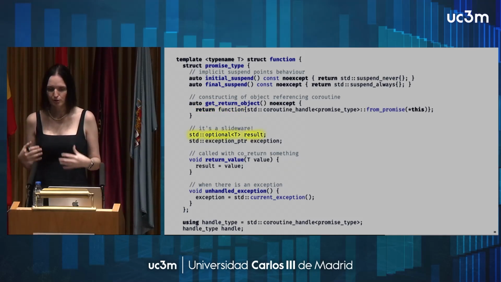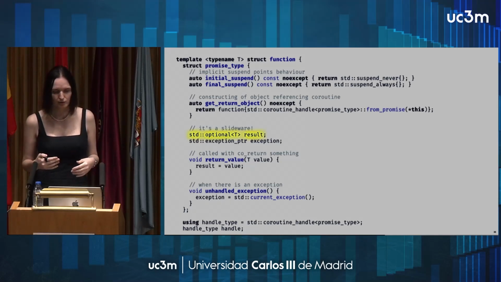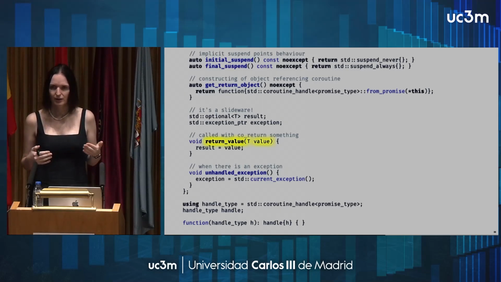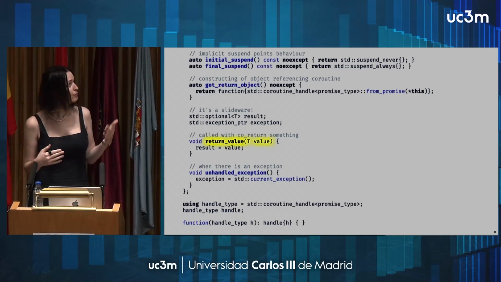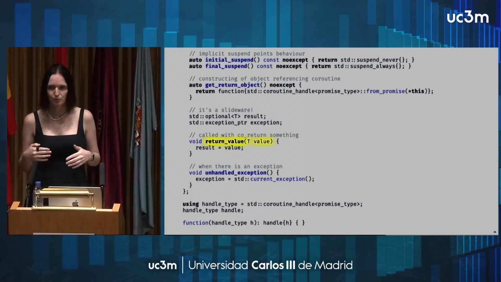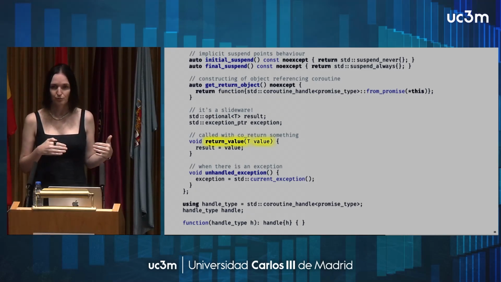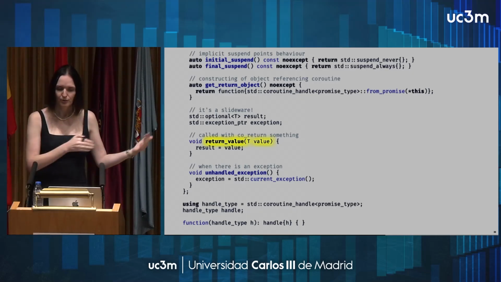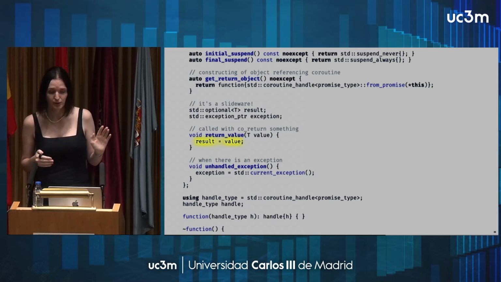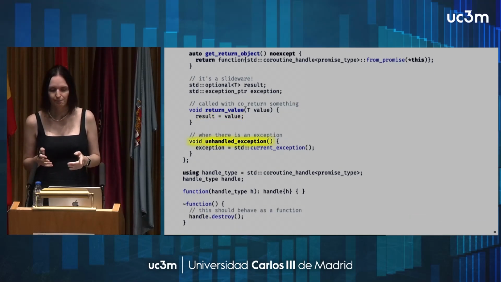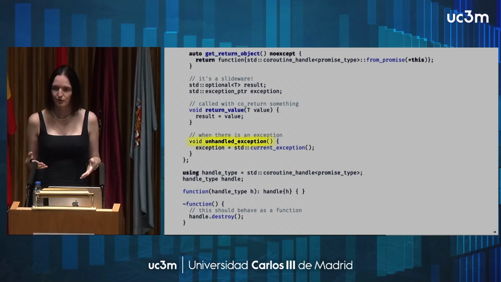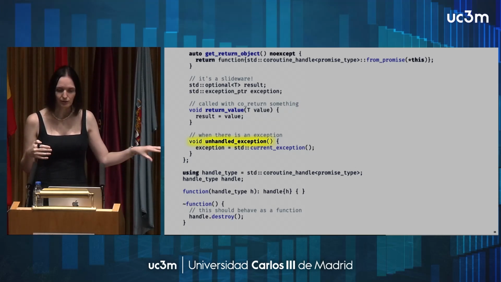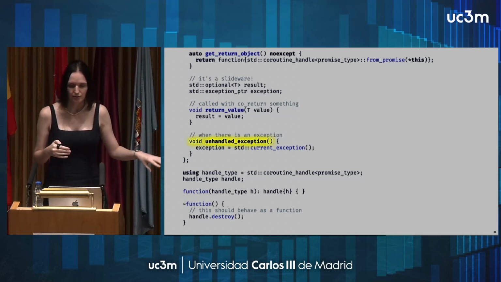I have a slot for my result, an optional, and I also have a slot for the exception. So when someone uses co_return, it will call the function return_value. If you are returning void, it will call return_void, and you can store the value into the optional. It's not efficient, it's slideware. And then you have unhandled_exception. Whenever there is an exception inside of the coroutine, imagine that the whole coroutine is wrapped in try-catch, and it will store the exception into the slot, and you can do something else with the exception later.